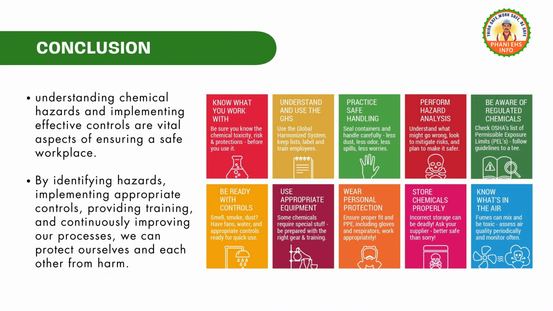Conclusion. In conclusion, understanding chemical hazards and implementing effective controls are vital aspects of ensuring a safe workplace. By identifying hazards, implementing appropriate controls, providing training, and continuously improving our processes, we can protect ourselves and each other from harm. Thank you for your attention. If you have any questions or would like further clarification, please feel free to ask. Let's prioritize safety in all our endeavors.